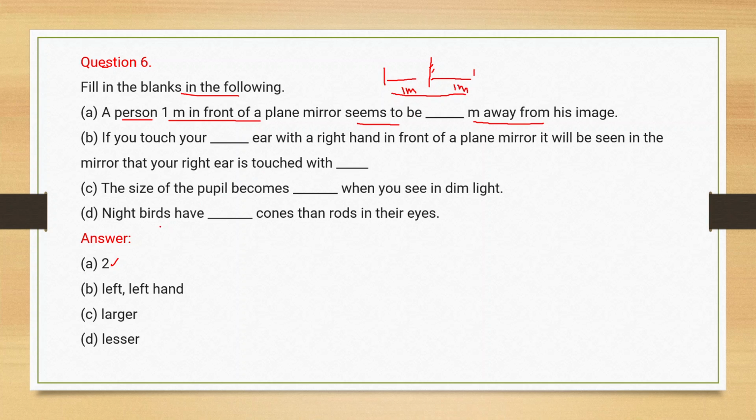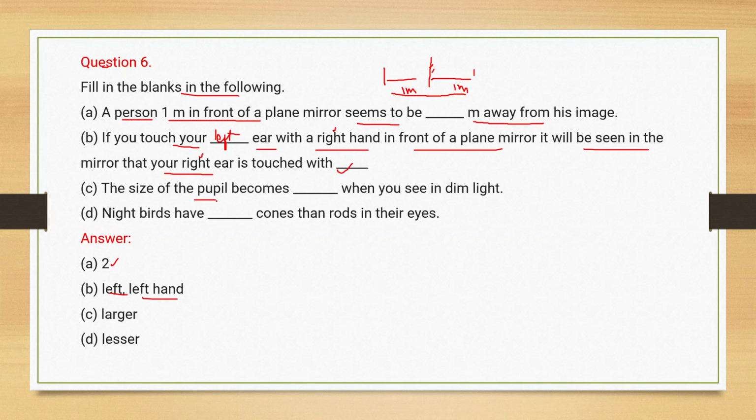2 मीटर. Okay. If you touch your, fill in the blank, ear with the right hand in front of a plane mirror, it will be seen in the mirror that your right ear is touched. Now मिरर में आपको राइट ईयर टच हो रहा है, इसका मतलब यहां पर आएगा लेफ्ट ईयर. ओके. और यहाँ आप इसको राइट हैंड से टच कर रहे हैं, इसका मतलब it is touched with the left hand. तो आंसर इज लेफ्ट. एक जगह लेफ्ट आएगा, दूसरी जगह लेफ्ट हैंड.